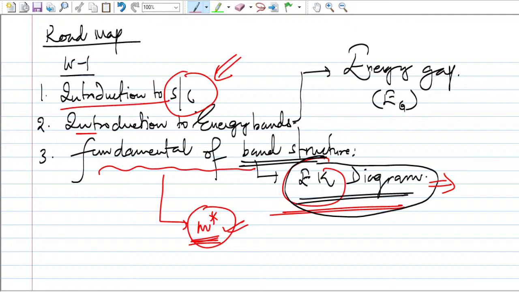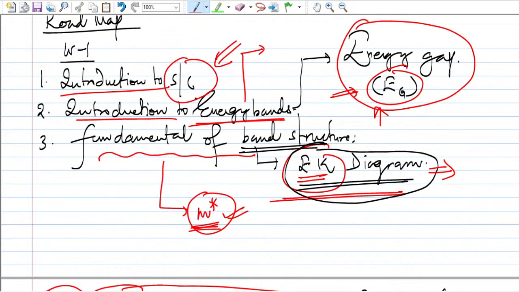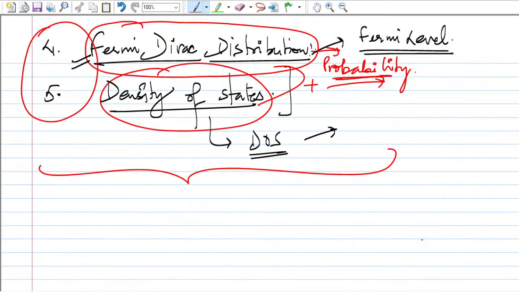Introduction to bands. There are many questions: how bands are coming, how bands are formed, and the energy gap. Depending upon the gap, we classify okay. Then the fundamentals of band structure, we'll talk about the E-K diagram, and then we'll talk about Fermi-Dirac distribution.